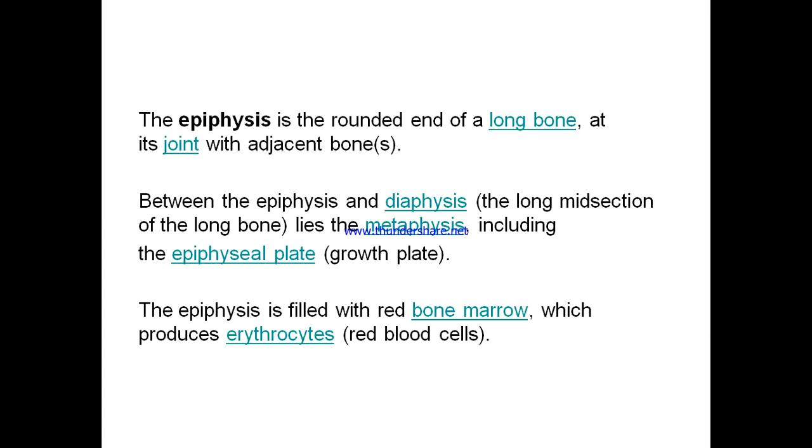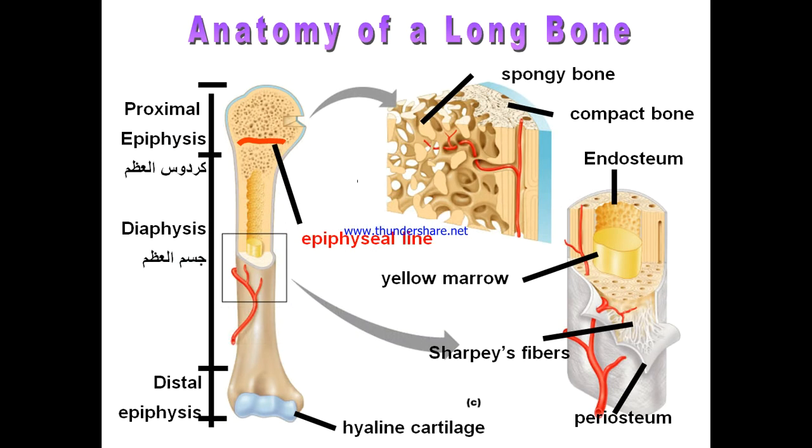So the epiphysis is the round end of a long bone at its joint with adjacent bone. Between epiphysis and diaphysis there lies the metaphysis, which includes the epiphyseal plate or growth plate. Epiphysis is filled with red bone marrow, which produces erythrocytes.